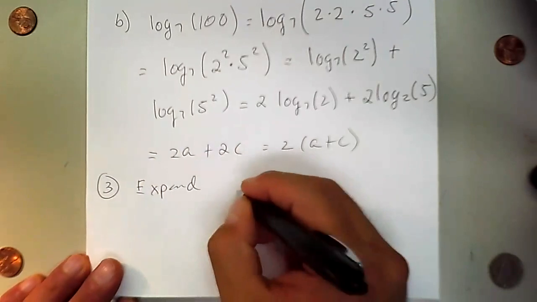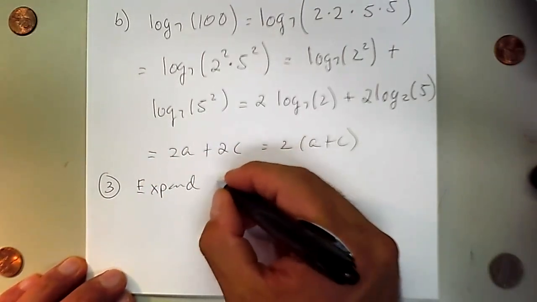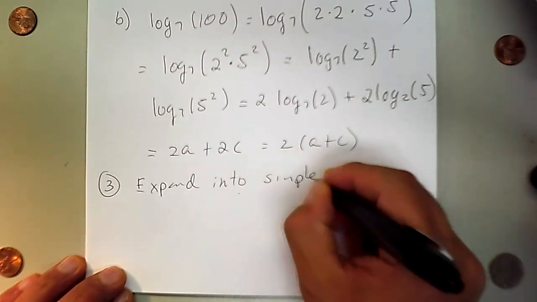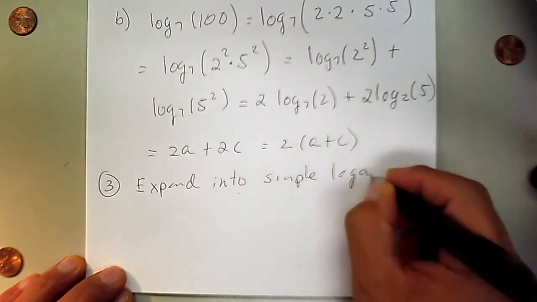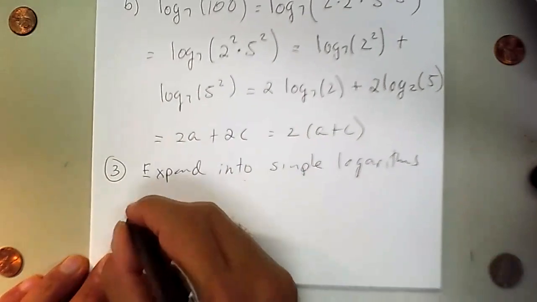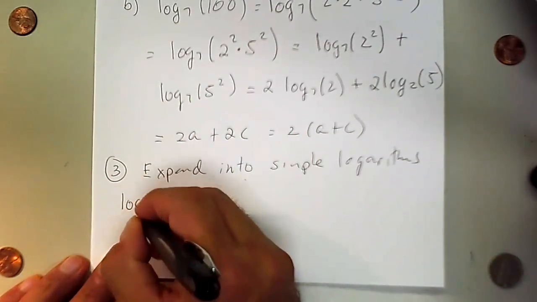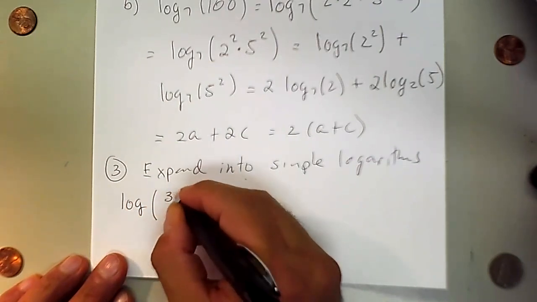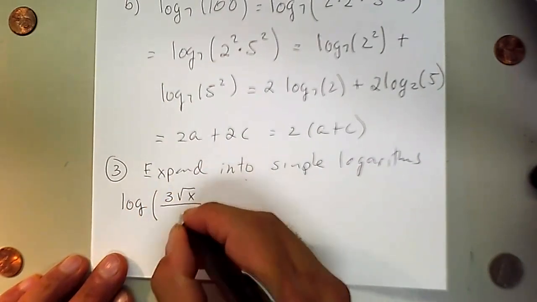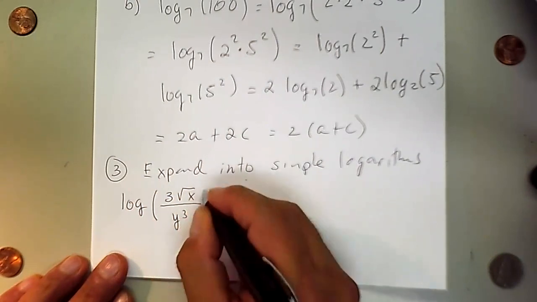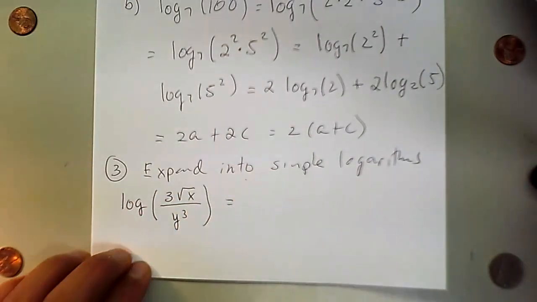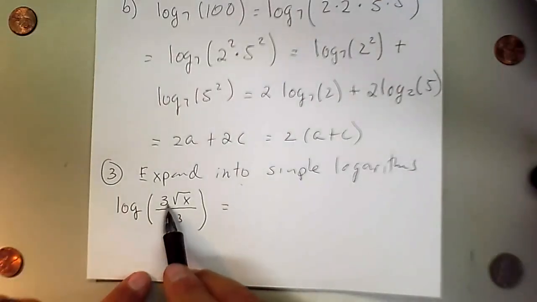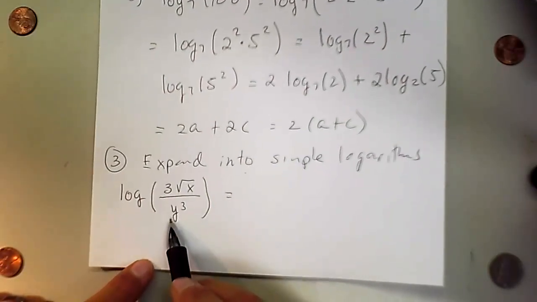So this is a different kind of problem. Expand into simple logarithms. Let's say we have the logarithm of 3 times the square root of x over y cubed. Okay, so there's a few things going on here. We have a multiplication and a division.